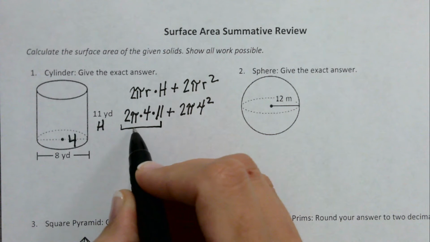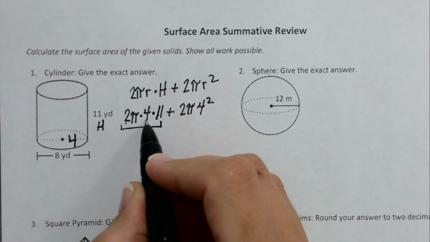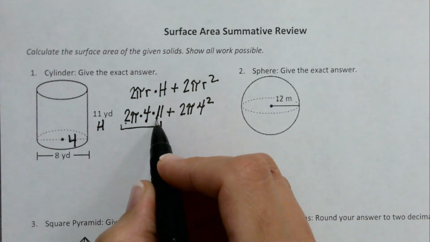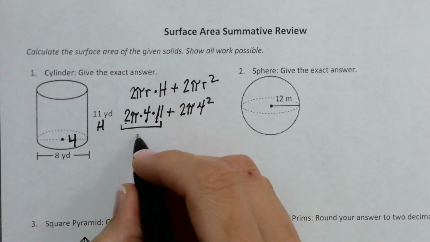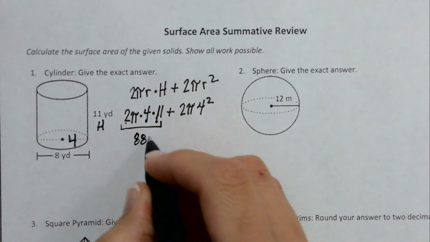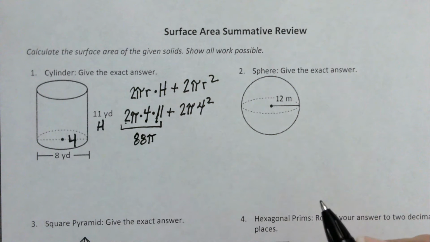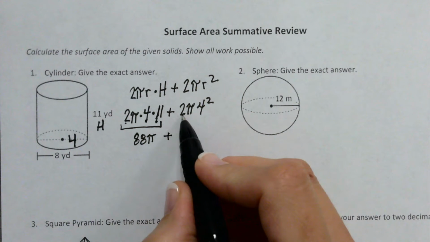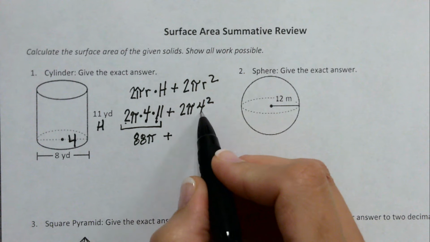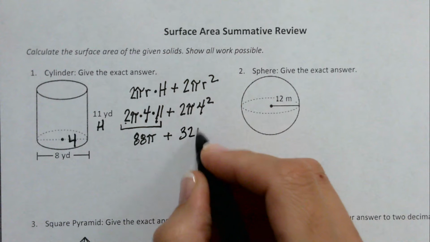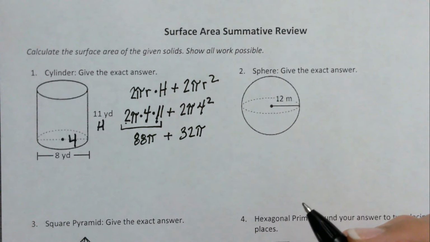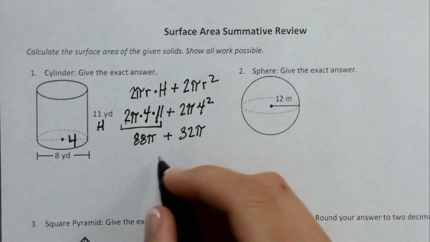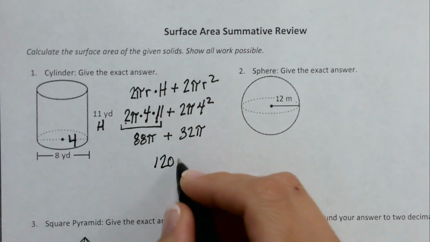So 2 times 4 times 11 is 88. So this first part is 88 pi plus 2 times 16 is 32 pi. Add those together, 120 pi.